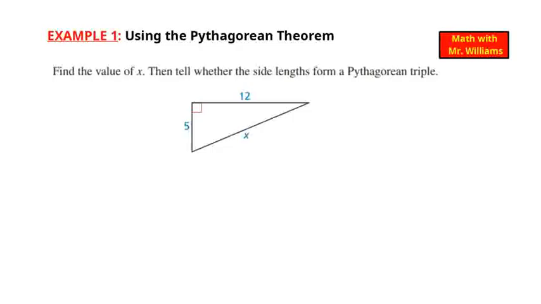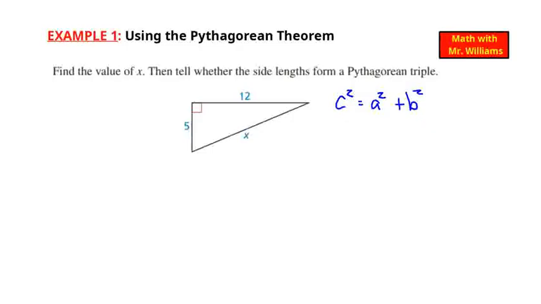Example 1, using the Pythagorean theorem, Math of Mr. Williams. Find the value of x, then tell whether the side lengths form a Pythagorean triple. All right, so first thing we need to do is write down the Pythagorean theorem. So c squared equals a squared plus b squared.